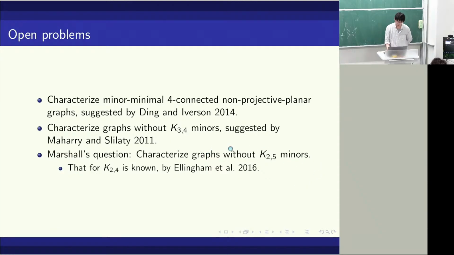Finally, there is a question by Marshall. She asked to characterize graphs without K25 minus. The result for K24 is known by Ellingham, and it's quite interesting to note that this result was not known until 2016. But in 2011, Maharry and Slilaty had already begun to study the K34 minus graphs.